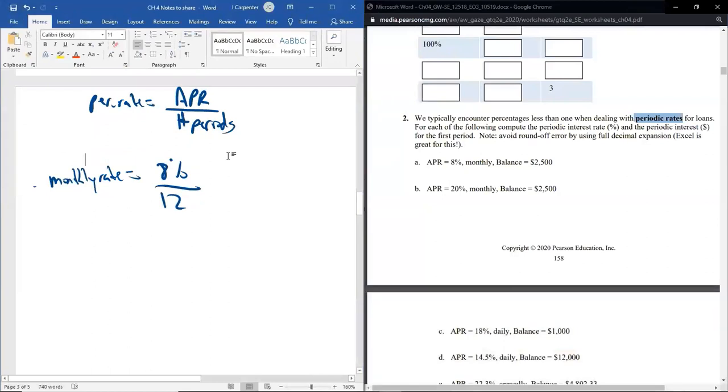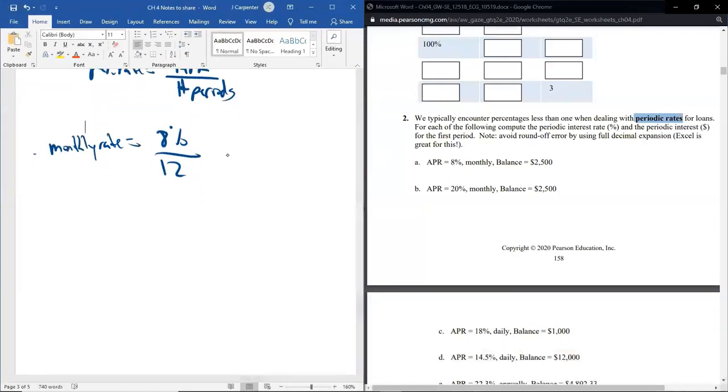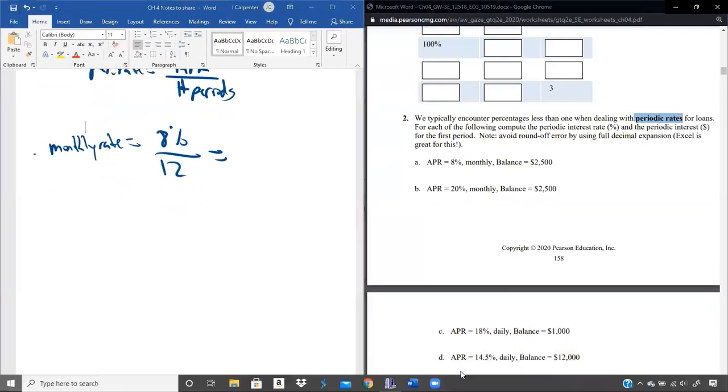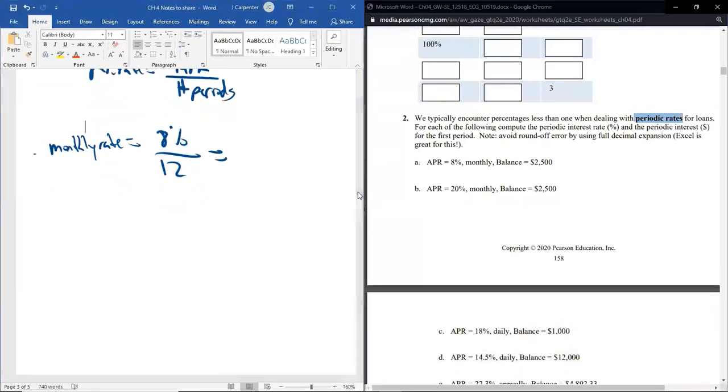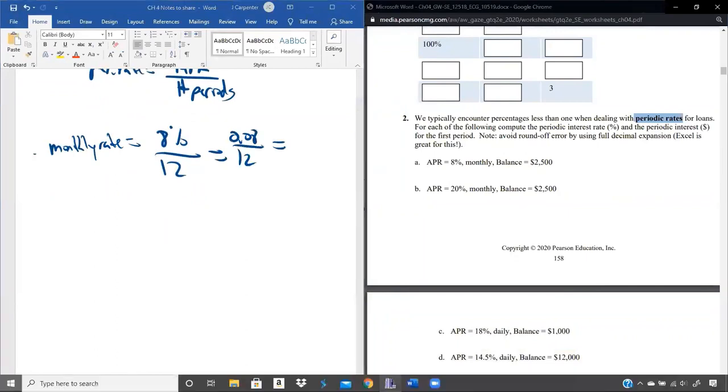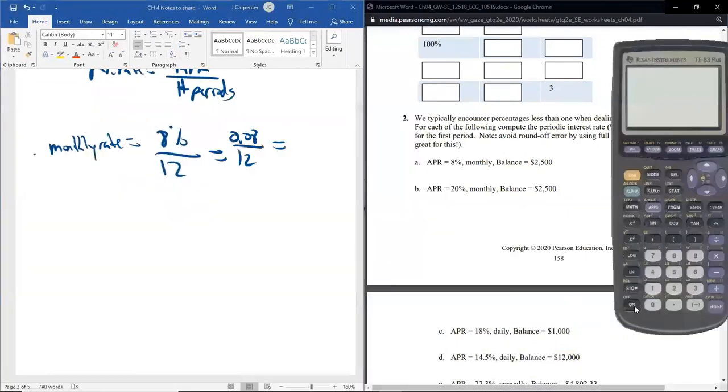And you can even get weirder than that, but those are the typical ones. So 8% divided by 12, which is really 0.08 divided by 12. We're not Excel, so we do 0.08 divided by 12, and we get 0.006666666666. So when I write my answer here, I'm going to round it to 0.067.